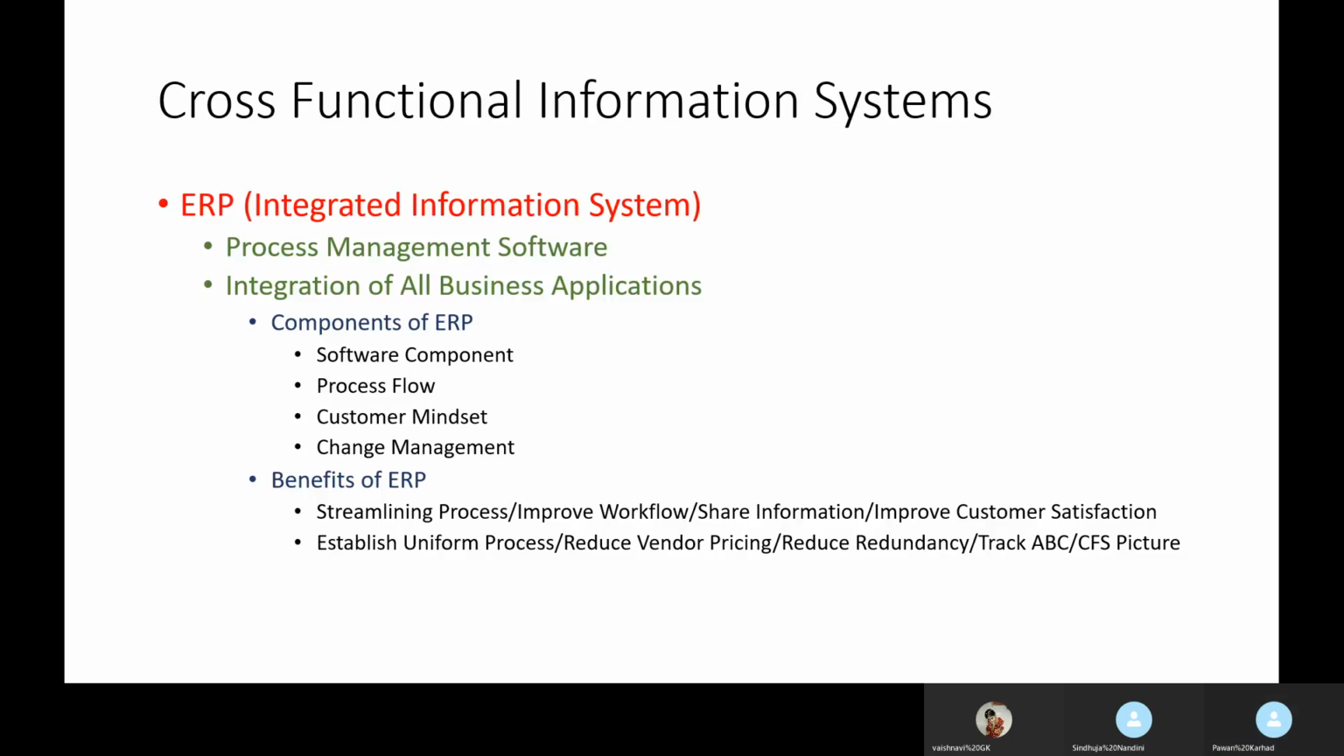Then it will establish uniform process. Now what does this mean? Earlier each function had different processes, but now as we are preparing a process flow and we want to streamline everything, we will establish a process which is understood by the entire organization and will also facilitate flow of information. That is why we are establishing uniform process.